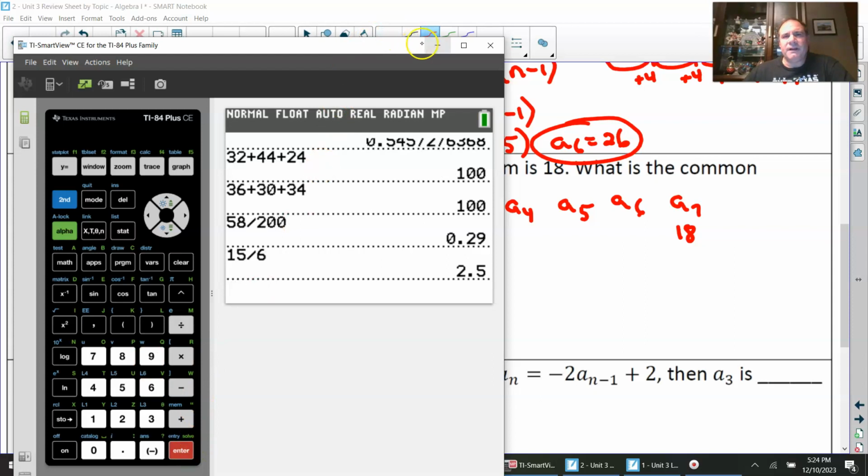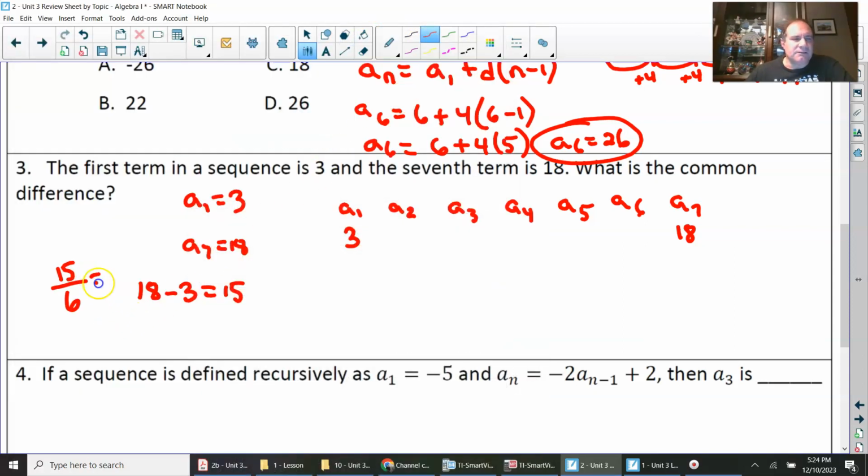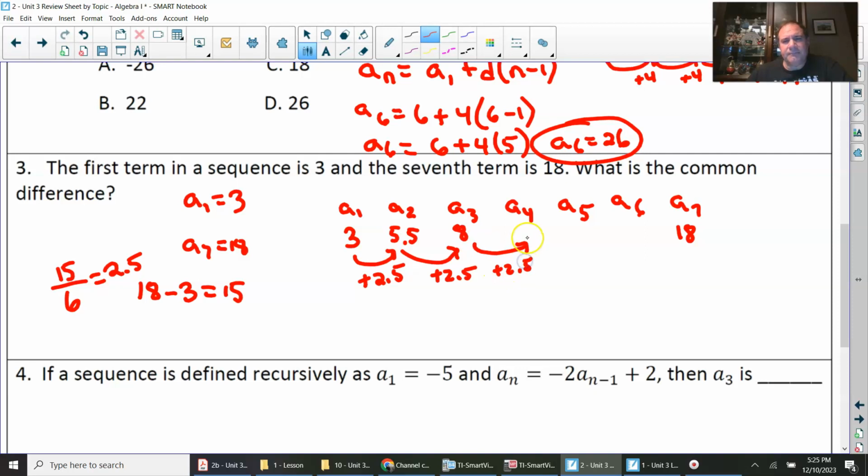And it's 2.5. Okay, let's see if that's correct. So if we have a plus 2.5, it's 5.5. Then we have another 2.5, 6.5, 7.5, 8. And another 2.5, 10.5. And another 2.5, you get 13.